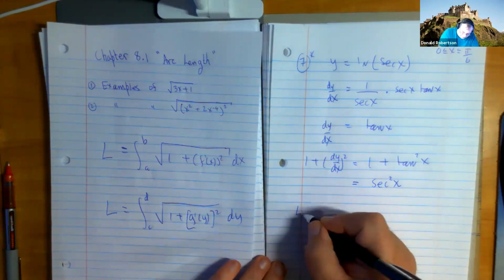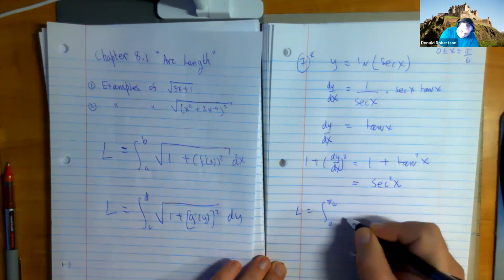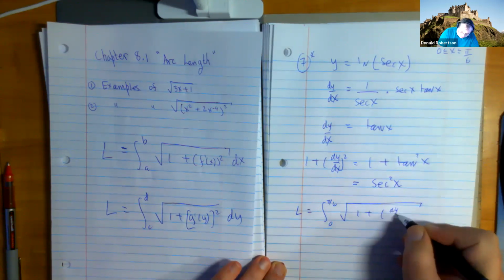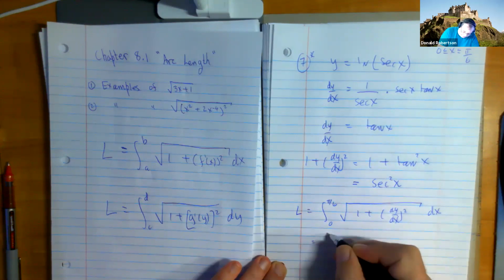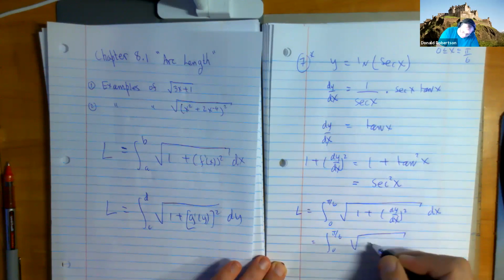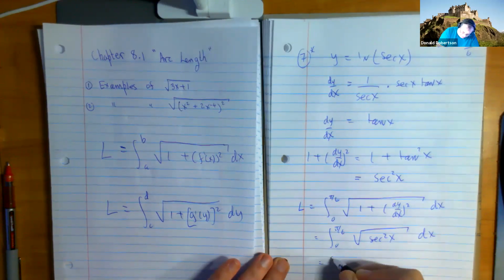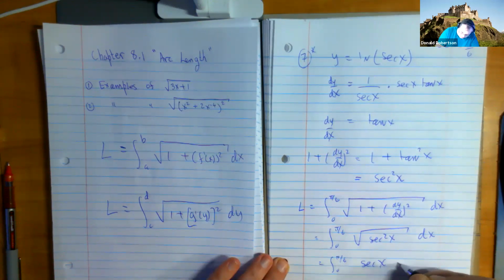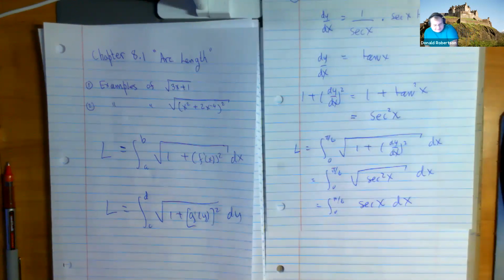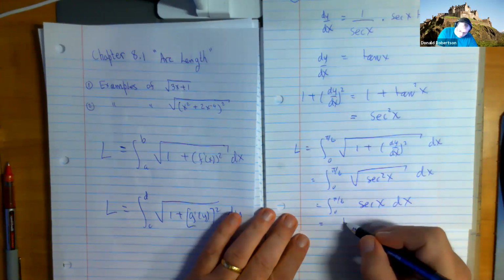Now, in this case, then, the arc length is the integral from 0 to pi upon 6 the square root of 1 plus the derivative squared dx. That becomes the integral from 0 to pi upon 6, the square root of secant squared x dx, which now becomes just the integral of secant x. If you don't know the integral of secant x, can't you go and look at the table of values? But we did actually write that down somewhere. And somebody in the other class actually remembered it, which I was very impressed by. Can anybody remember what the integral of secant x is? I'll start it off for you.